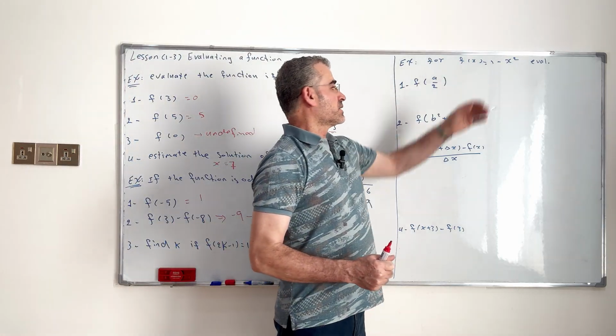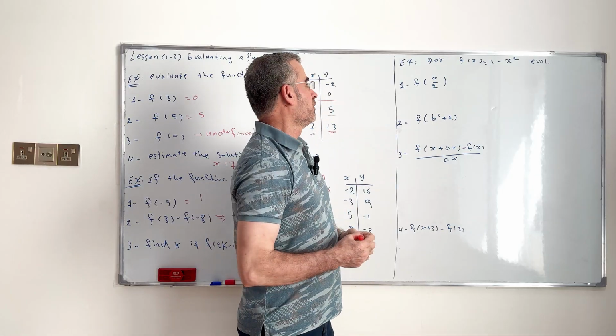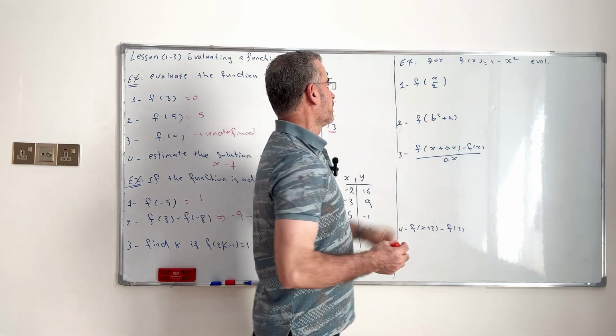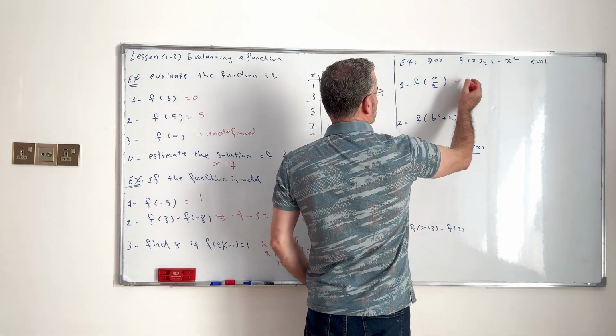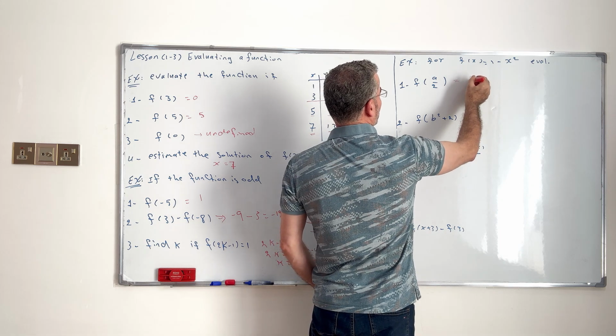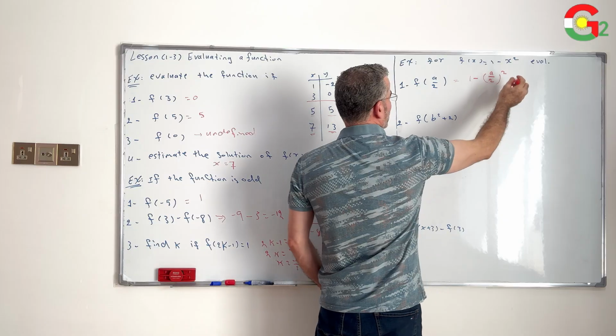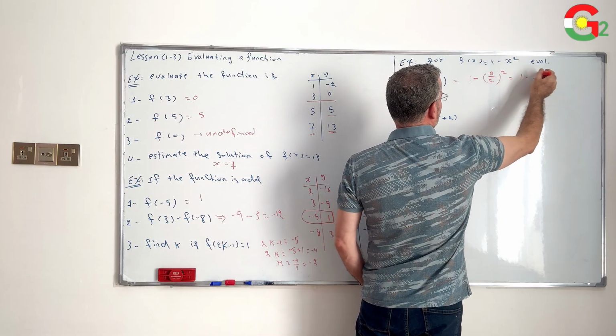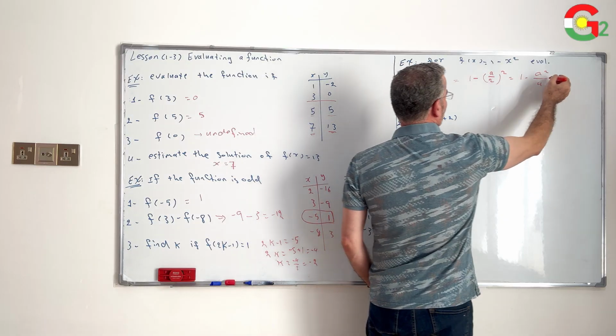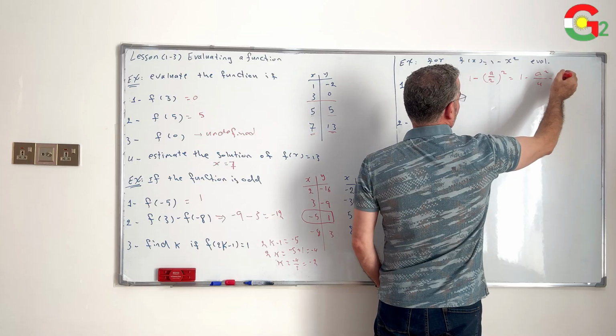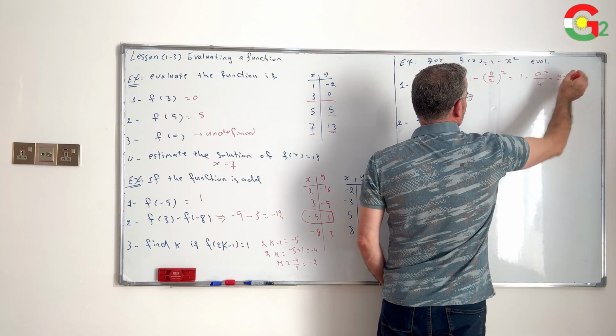For f of x equal 1 minus x squared, evaluate f of a over 2. Replace any x in the function with a over 2. 1 minus a over 2 squared equal to 1 minus a squared over 4. Common denominator, 4 minus a squared over 4.